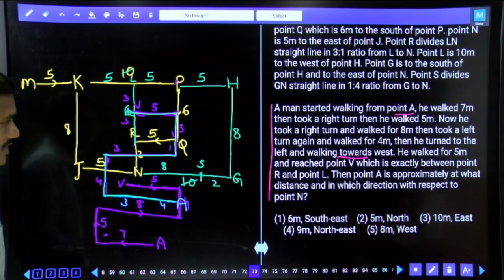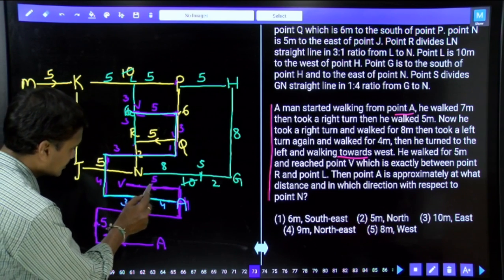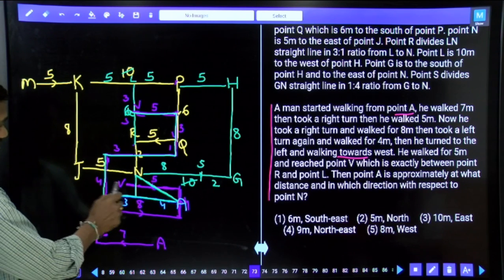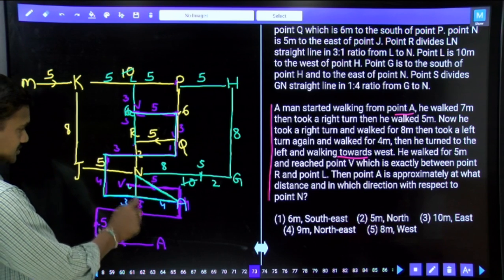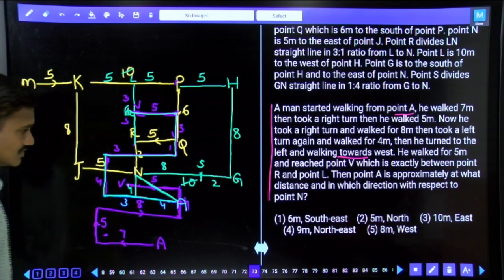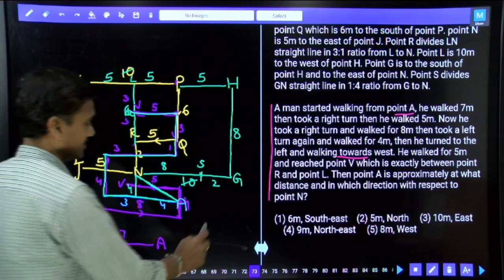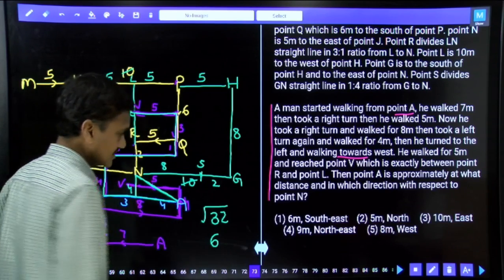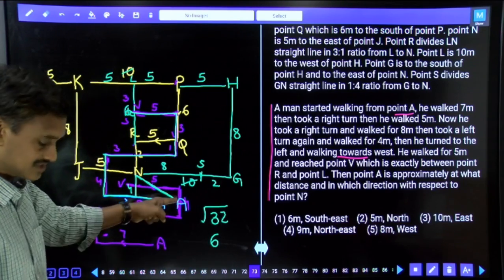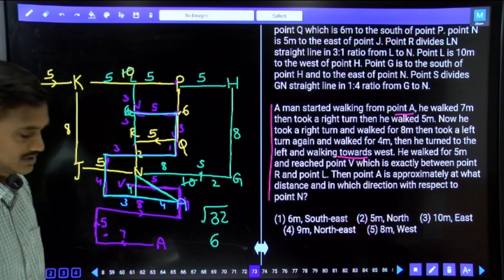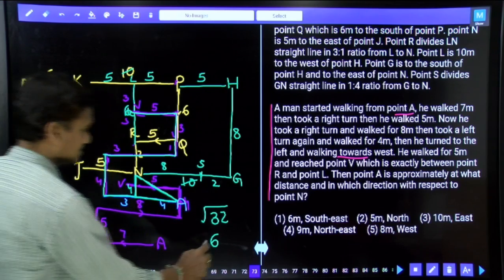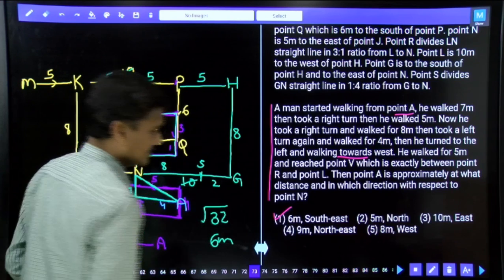Now the question is about A, approximately at what distance and which direction with respect to N. Now we need to find out the distance between A and N. Isn't it? Now this distance. Now tell me what is this distance we have? Now this is 4 meters. Isn't it? Now this is 4. And this is how much? This is another 4. Isn't it? 4 squared plus 4 squared, 16 plus 16, that is 32. Now this root 32 is approximately equal to how much? 6. And 6 meters. And A is towards which direction? Southeast. Clear now? Now A is towards southeast. Now from here, this is south and east, southeast. And 6 meters southeast, and it is given in choice 1.